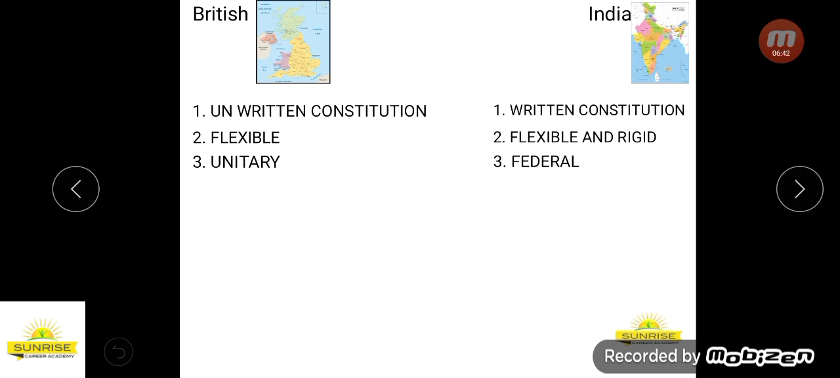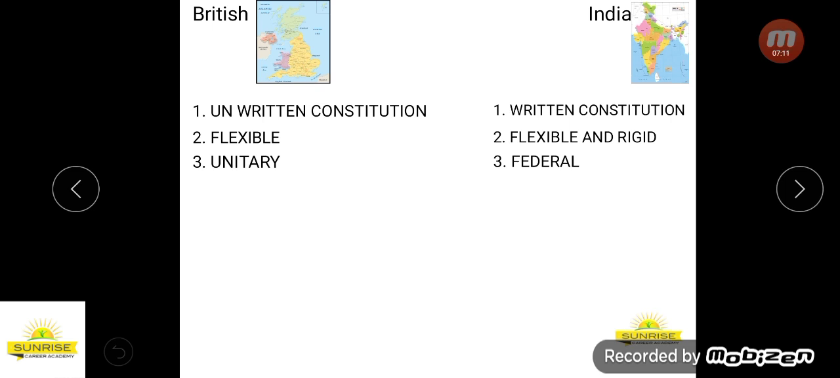Next we are talking about the parliamentary executive. This is one important similarity between the British and the Indian Constitution, that our parliamentary system is the same. In addition to the sovereignty of parliament, Britain has a parliamentary form of government. We also have a parliamentary form of government.